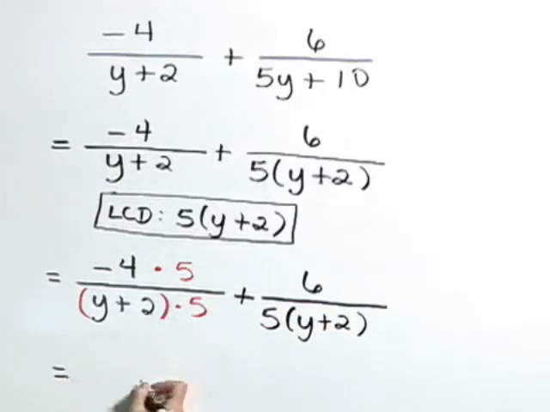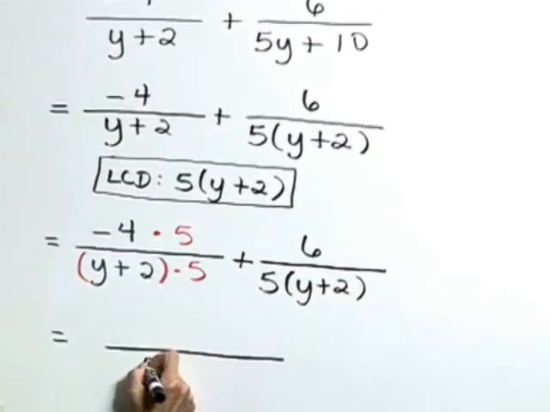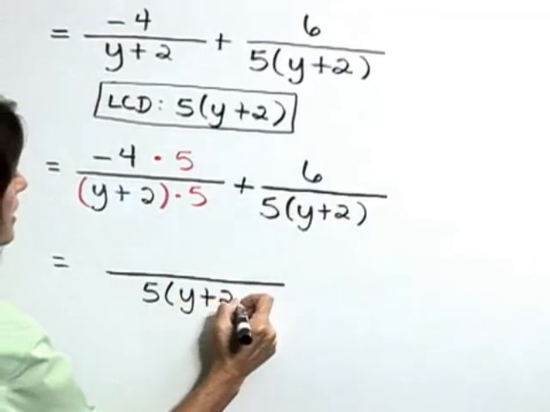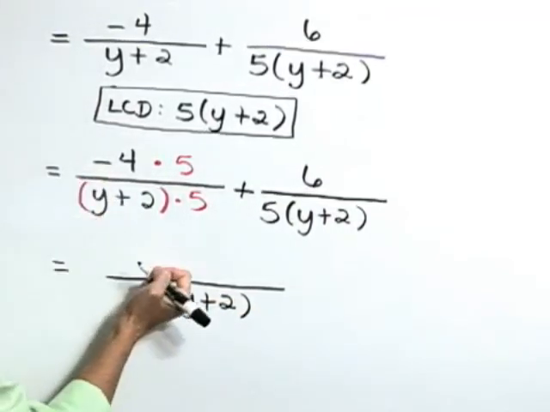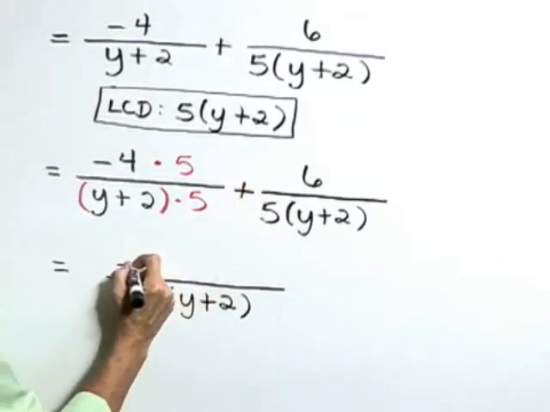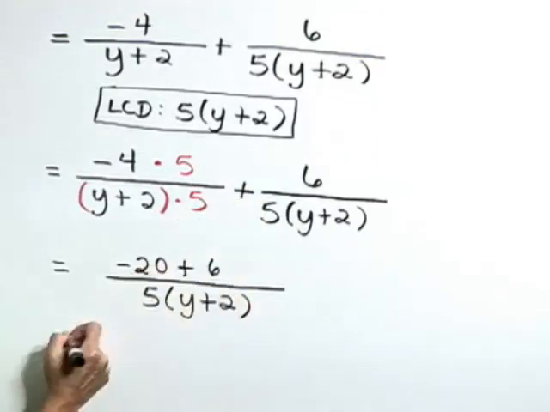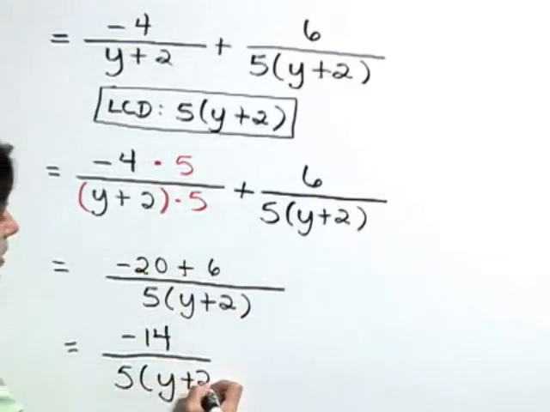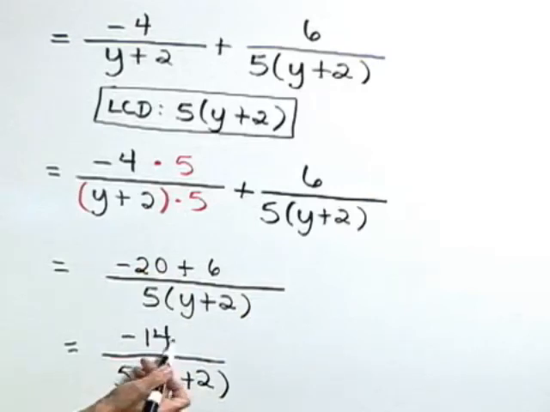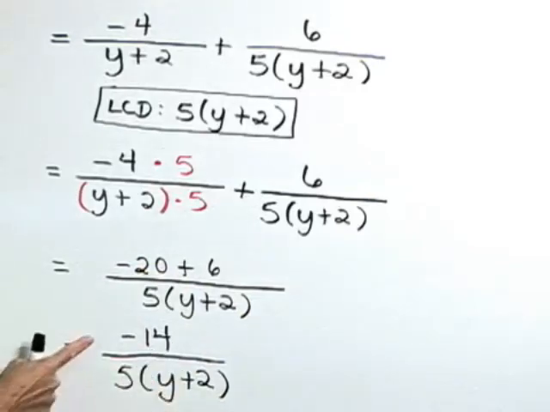At this point, both of those denominators are the same, so I'm going to write that just one time. 5 times y plus 2. The numerators are negative 20 and plus 6. So negative 20 plus 6 in the top, which simplifies to negative 14 over 5 times y plus 2 in parentheses. A quick check shows that there are no common factors to cancel out, so this is in lowest terms. The answer is negative 14 over 5 times, in parentheses, y plus 2.